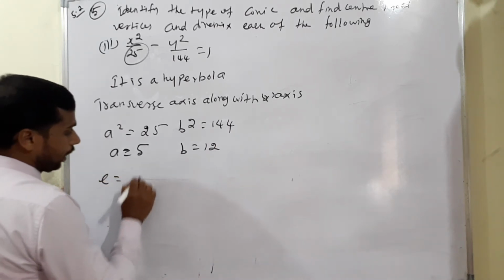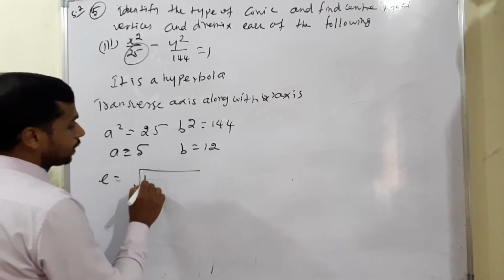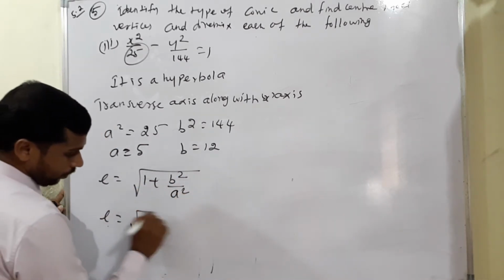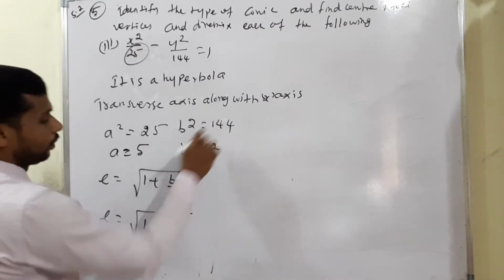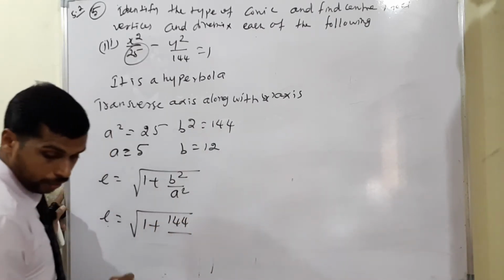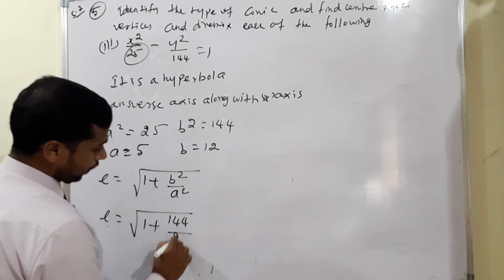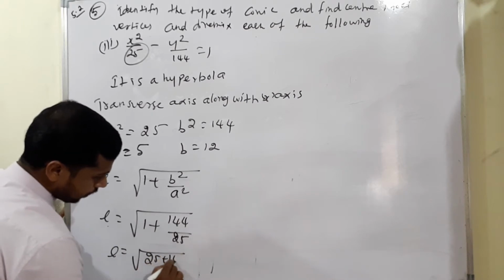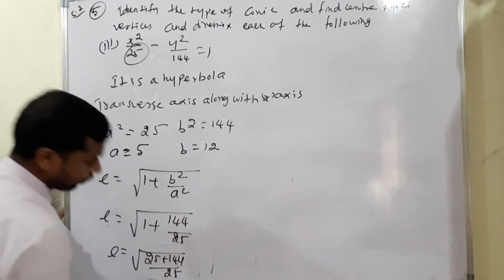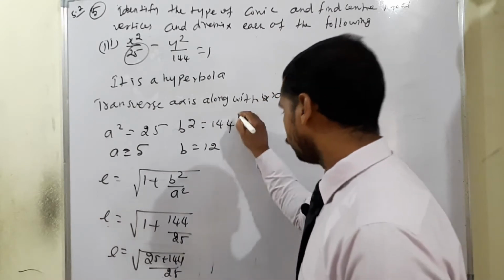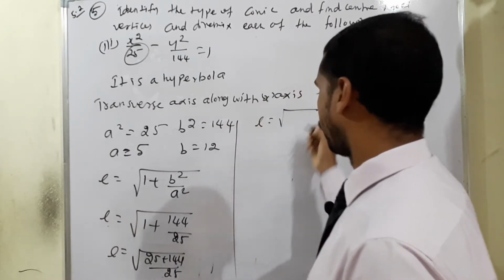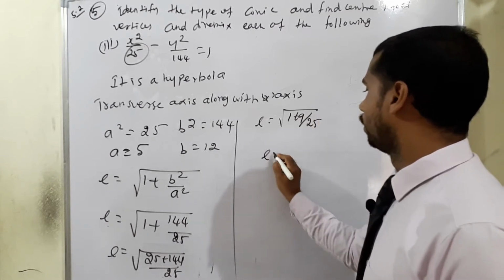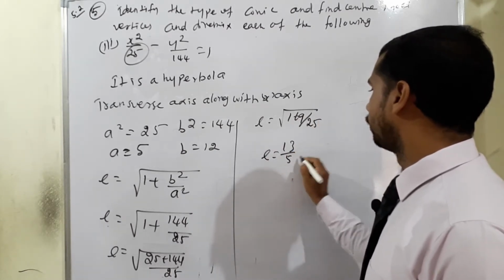Eccentricity. For an ellipse it is minus, for a hyperbola it is plus. So e is equal to the square root of 1 plus b square by a square, which is 1 plus 144 divided by 25. That is the square root of 25 plus 144, which is 169, divided by 25. Therefore e is equal to 13 divided by 5.